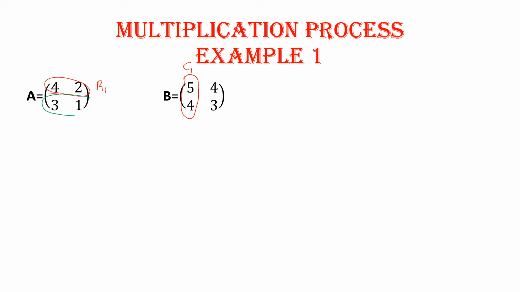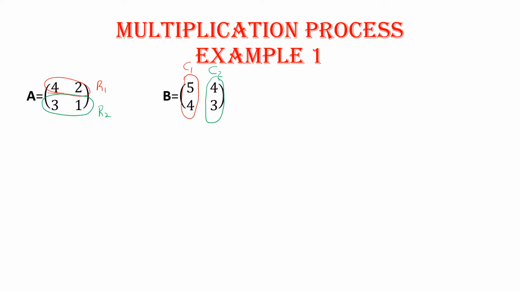Let's call this one here row 2, and let's call this one here column 2. Don't let the colors fool you too much. I just use the colors to guide you. So this is what you do. You do row 1 times column 1. Then you do row 1 times column 2. Then you do row 2 times column 1. And then row 2 times column 2.